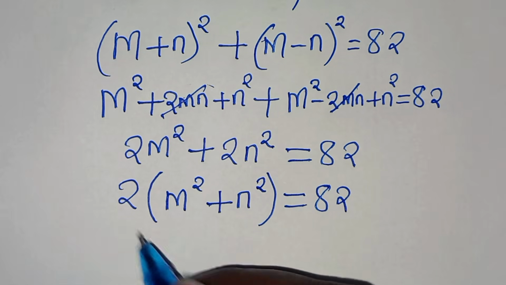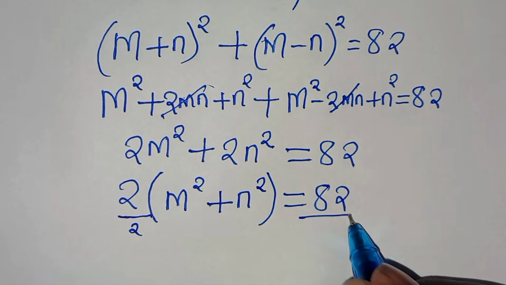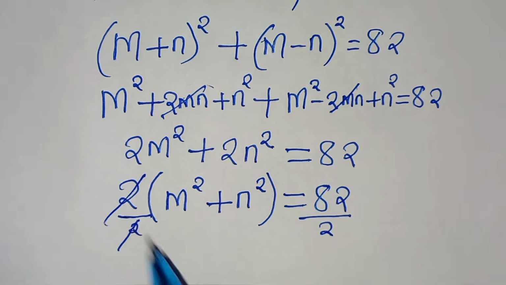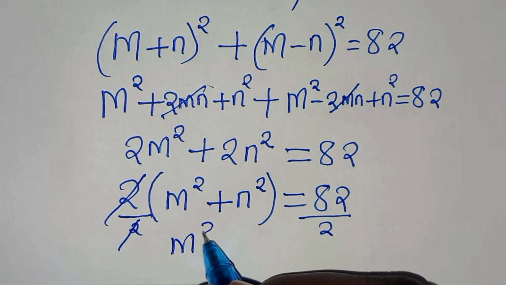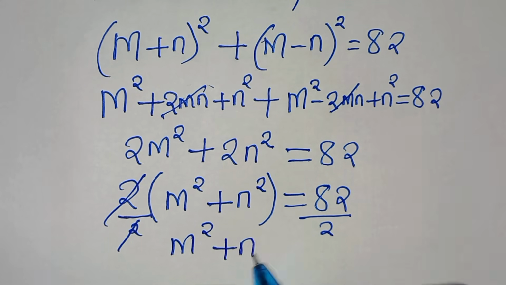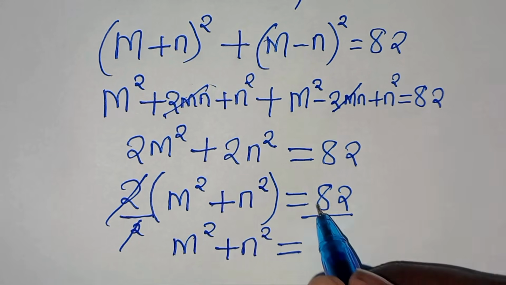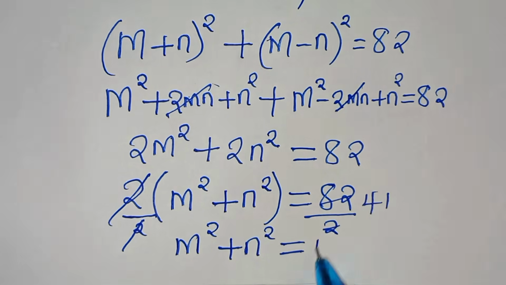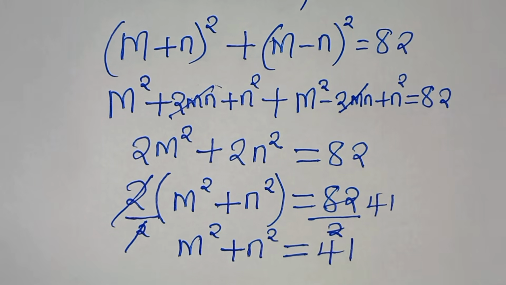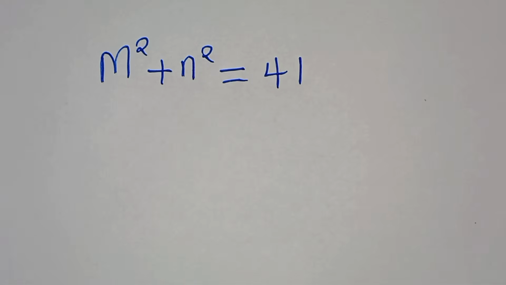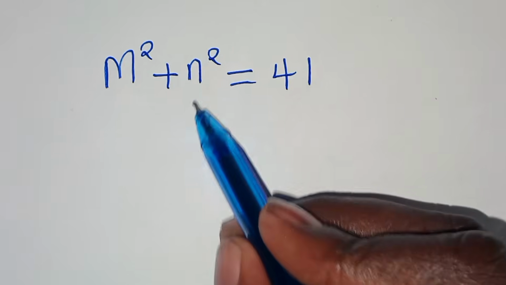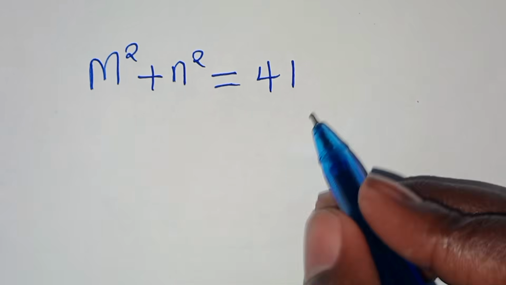So the next step is to divide both sides by 2, so that now we have m squared plus n squared equal to 82 divided by 2, and this is equal to 41. So we have m squared plus n squared equal to 41.